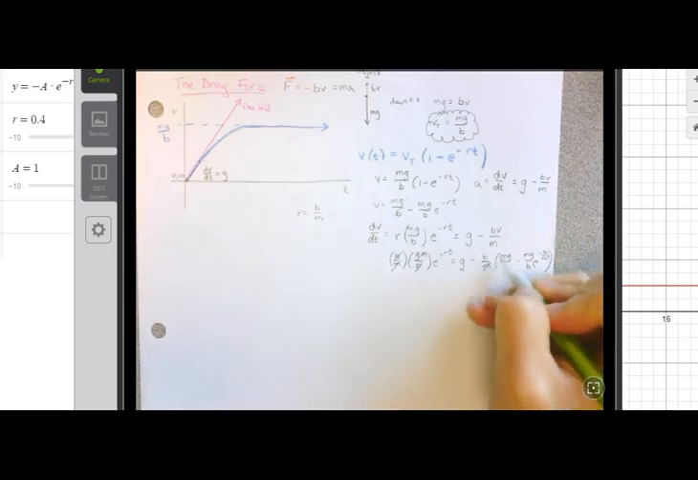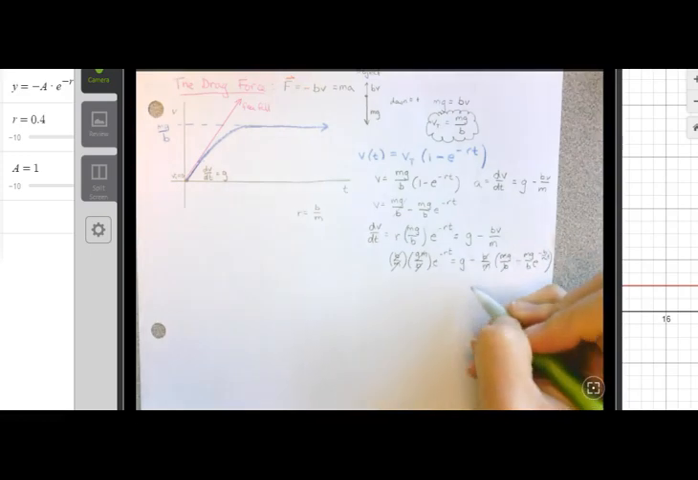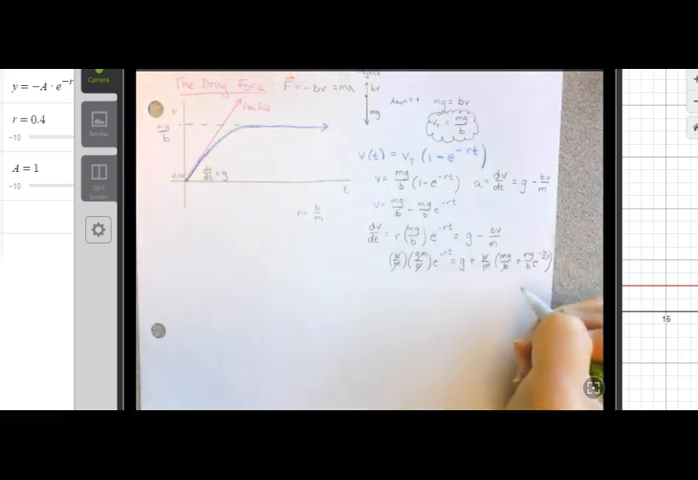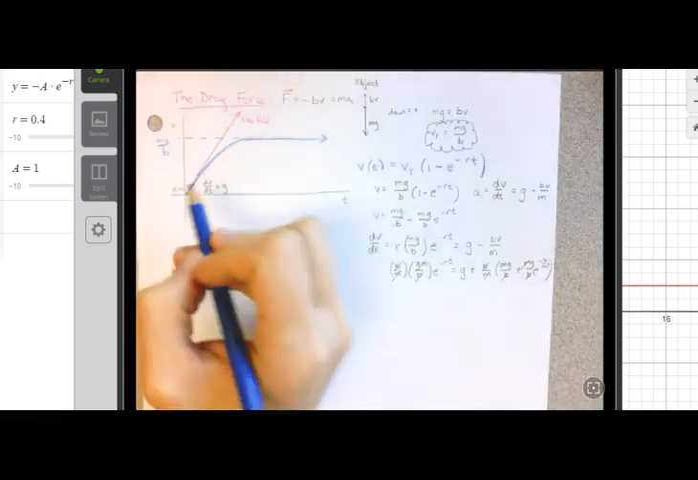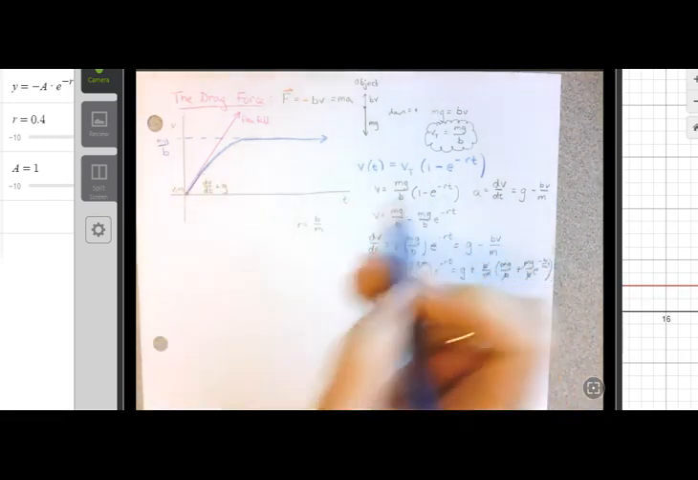Watch this. Cancel, cancel, cancel, cancel. g minus g goes cancel. Minus minus equals plus. And there we have it. b over m, cancel, cancel. And there is everything we need. We are left with this g e to the negative b over m t. Booyah! Got it on the first try. Fit, connect the dots, guess, and check.